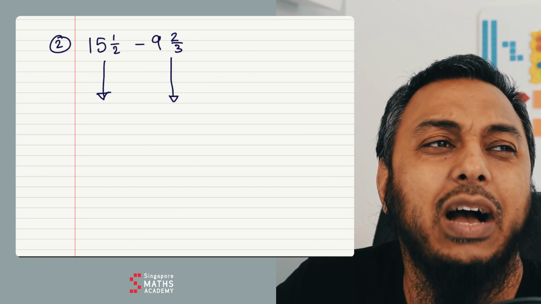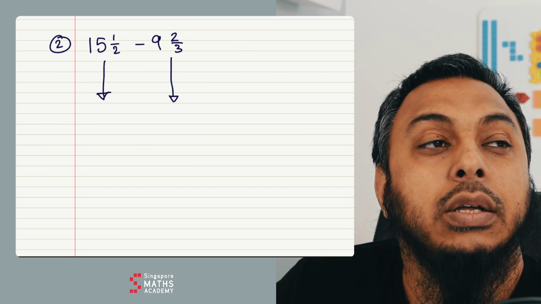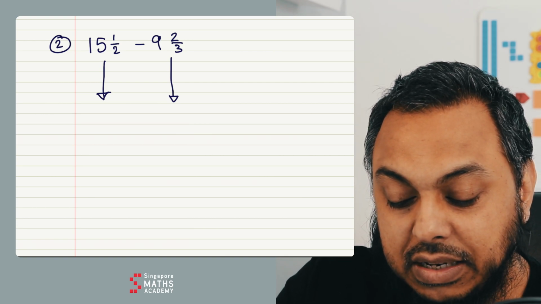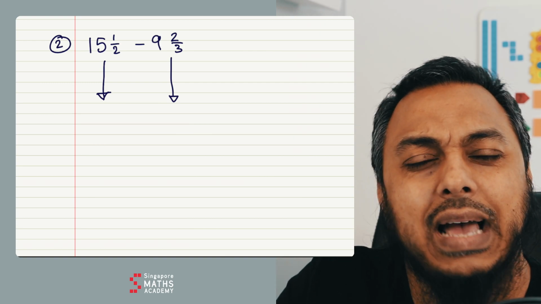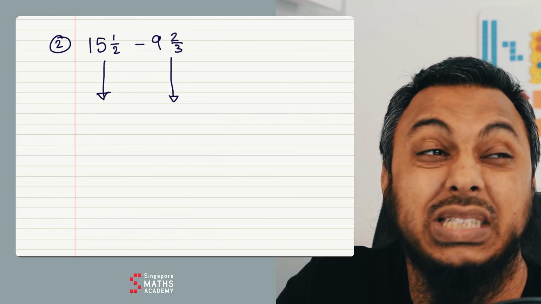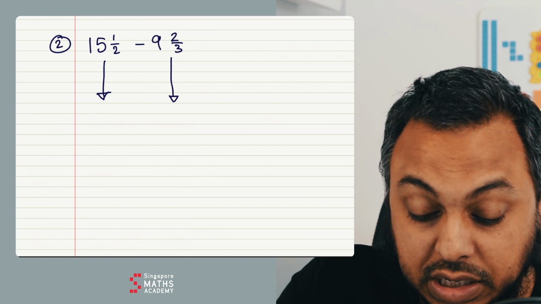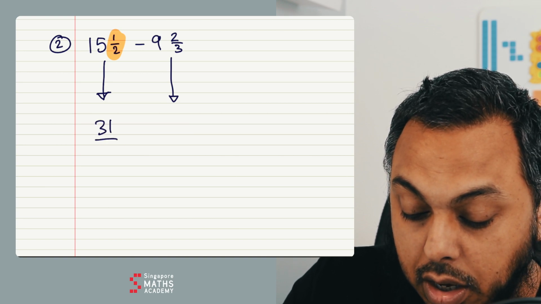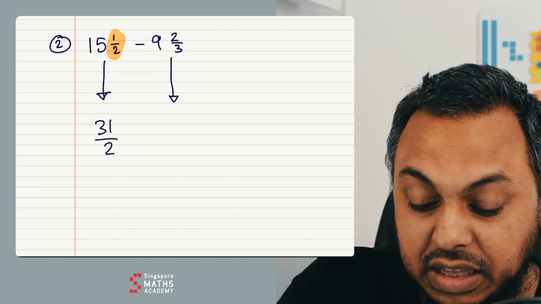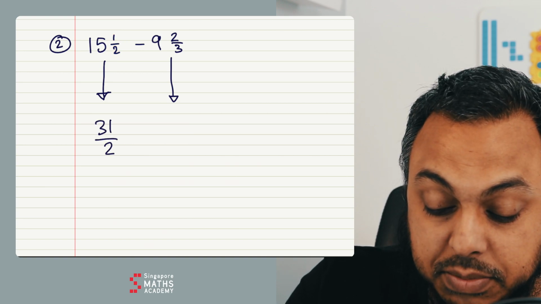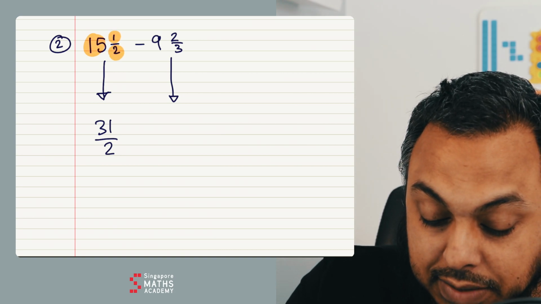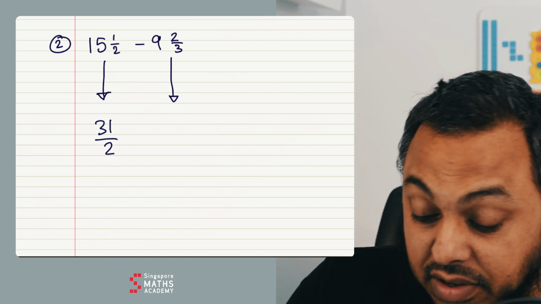So let's see how I can do that. So I've got 15 and a half. So 15 wholes is how many halves? 15 wholes is 30 halves, and I've got another half here, and so that's 31 halves. So I can think about doing it in different ways. Some of us might do 15 times 2 is 30, and then add the 1. That's going to be 31, and that gives us 31 halves.